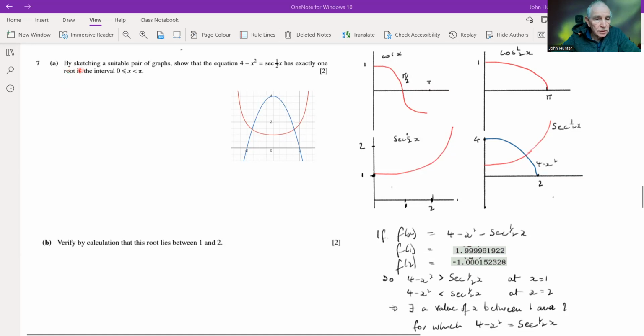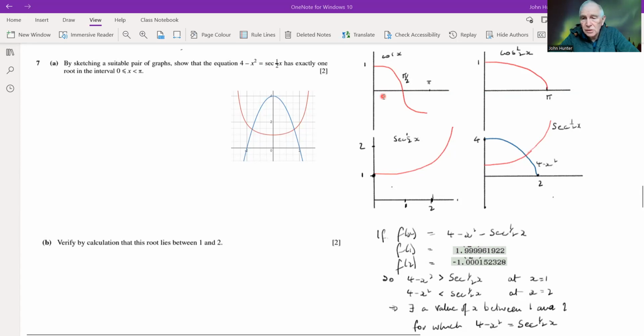Question 7. By sketching a suitable graph, show that the equation 4 minus x squared equals sec half x has exactly one root in the interval from 0 to pi. Okay, so what have we got? Well, we'll park this for the moment because I've done that on Desmos just to help.